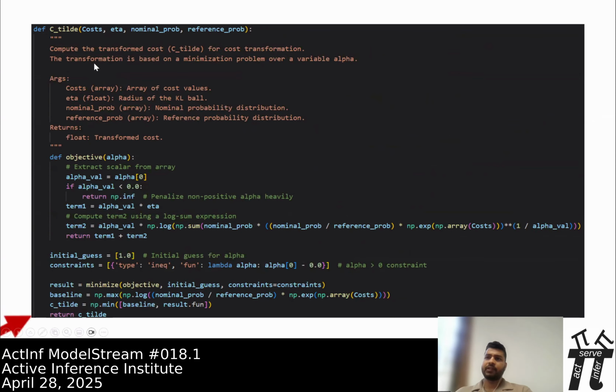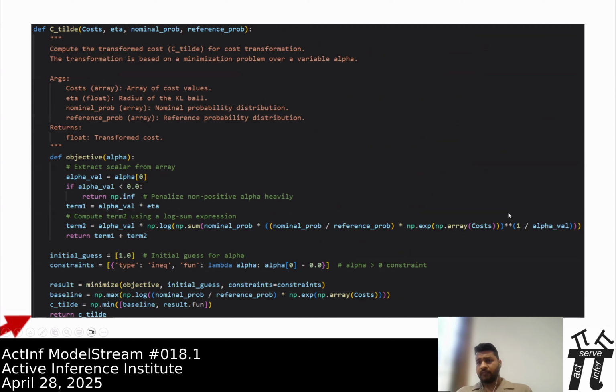this. So the c tilde function takes an array of costs from the cost function, eta, the ambiguity radius, p bar, the nominal model probability function, and the generative model, the Q, which I call the reference probability in the paper, and it gives out a scalar again, in the form of a transformed cost. Before, Giovanni introduced a term in the c tilde computation, v alpha. This objective function is the v alpha.